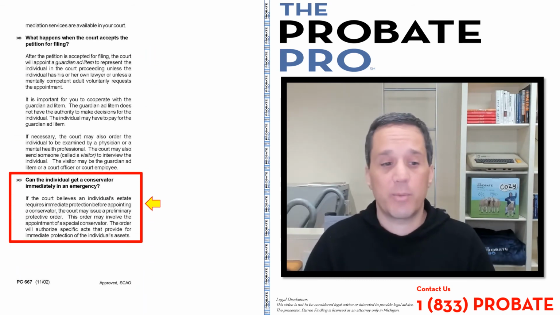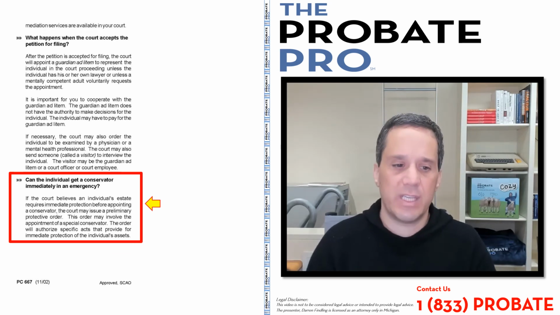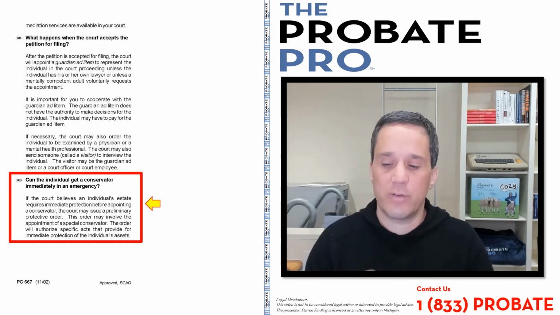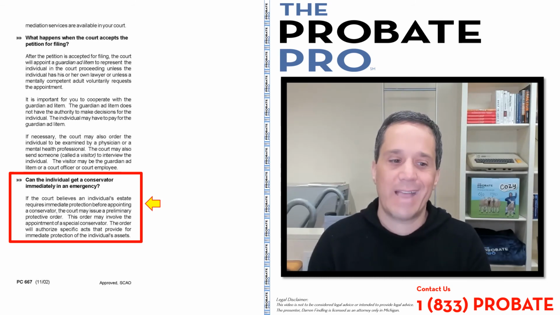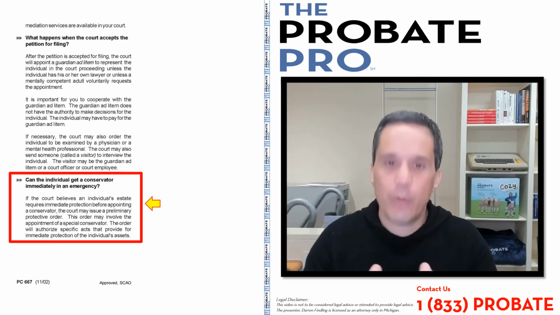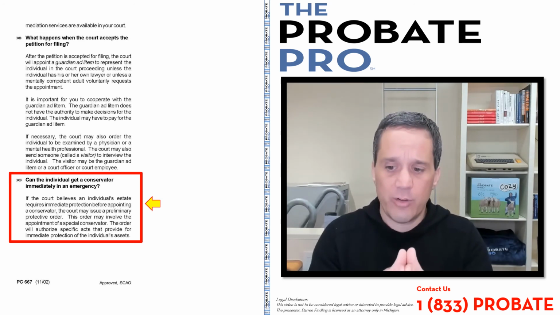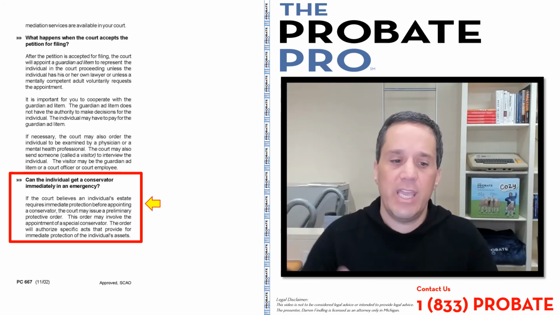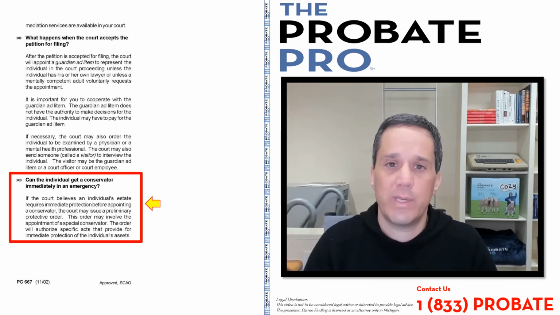What happens if there's an emergency? If there is an emergency, the assets are at such risk that there needs to be an emergency petition, you can ask the court for that special conservator to come in, protect the assets, a particular type of protective order that allows for protection during the intervening time between the filing of the petition and the full hearing in which the matter would be adjudicated.